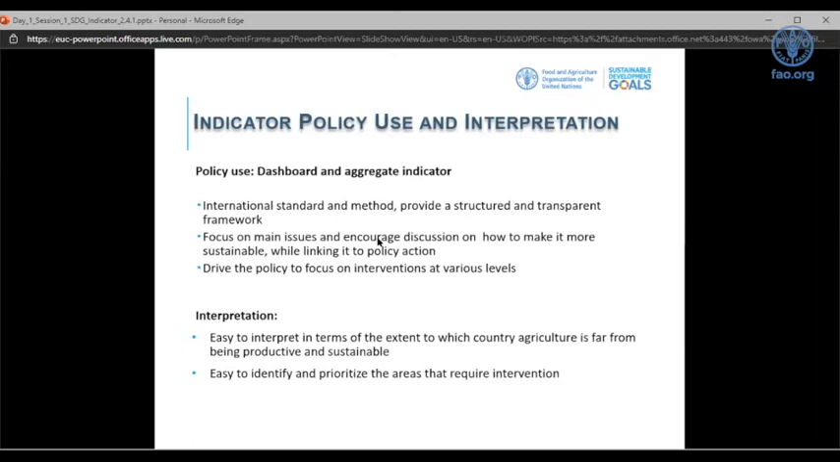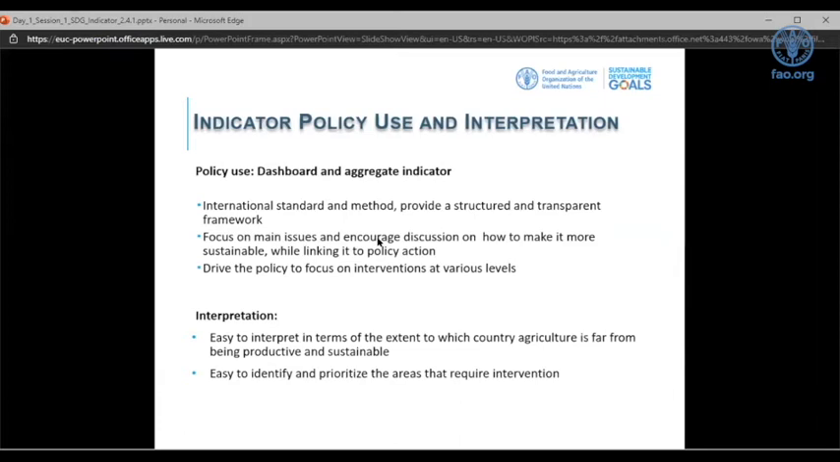Now, we said in the beginning that policy relevance is a very important consideration. In this respect, the dashboard approach that we have developed is particularly interesting, as it provides a structured and transparent framework to measure and report on sustainable agriculture. It allows focus on main issues related to sustainability and encourages discussion by linking it to policy actions. And lastly, it drives the policy towards agriculture sustainability issues with focus on intervention at various levels.